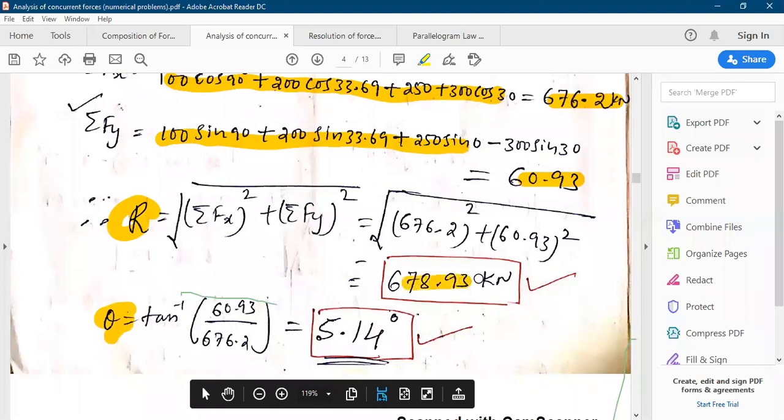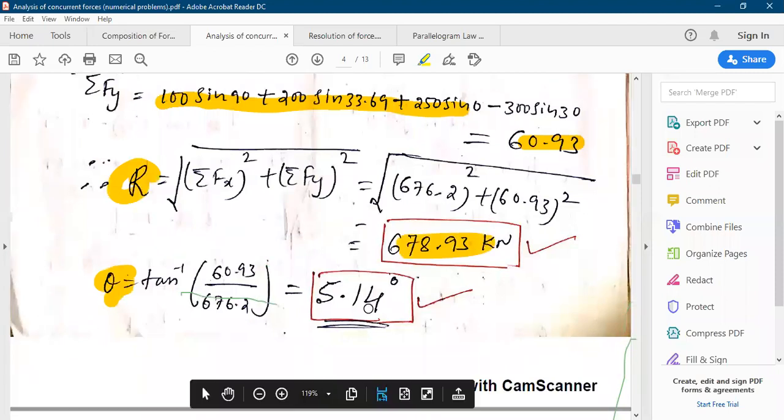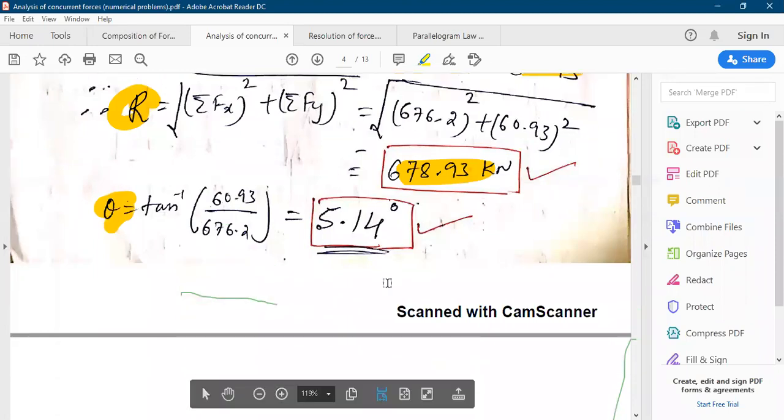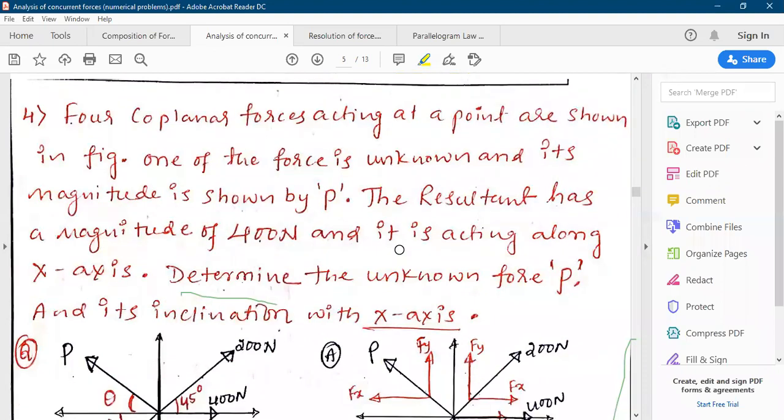The magnitude of the resultant force is obtained as 678.93 kilonewton. Similarly, the direction of the force is 5.14 degree with respect to the x-axis. I have solved some more problems. Go through these problems in the next class.